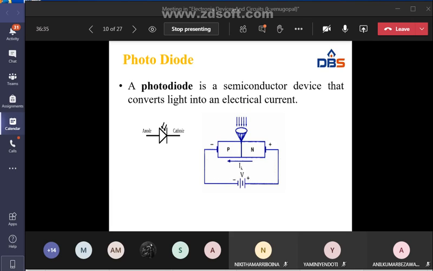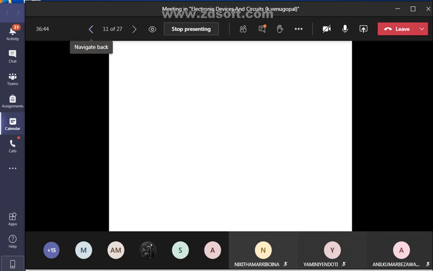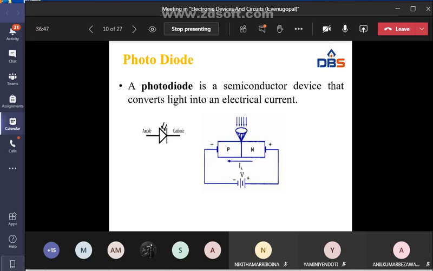Next, we will discuss the photodiode. See here, a photodiode is a semiconductor device. It is also a special purpose electronic device. It is a semiconductor device that converts light into an electrical current. It has two terminals, anode and cathode. See this circuit diagram.